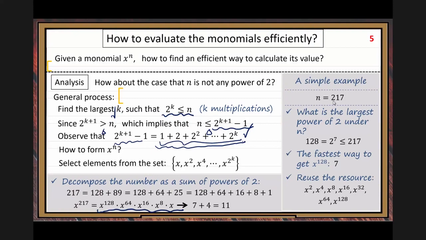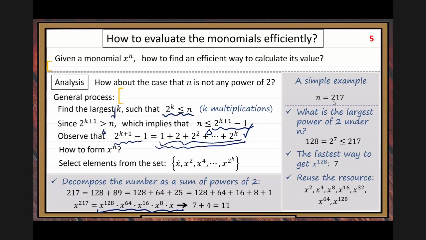Do you know how many elements are in this set? How many elements in this set? K plus 1. Can you see that? K plus 1, not K.